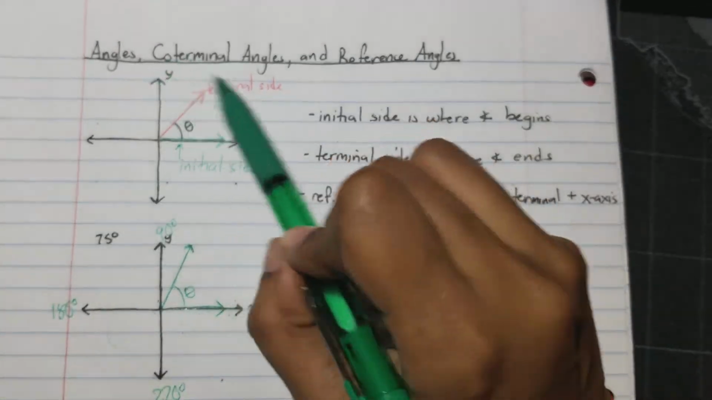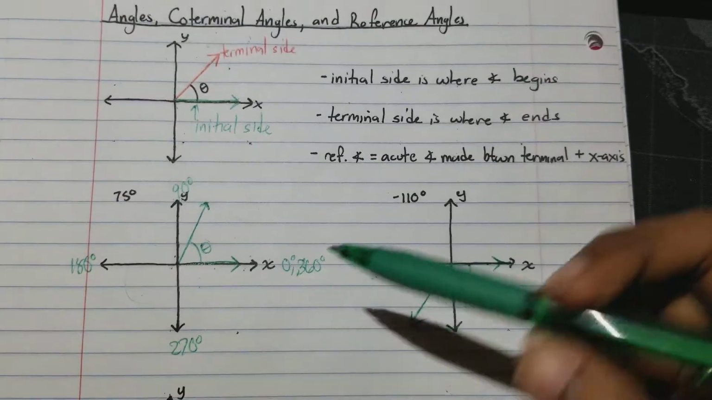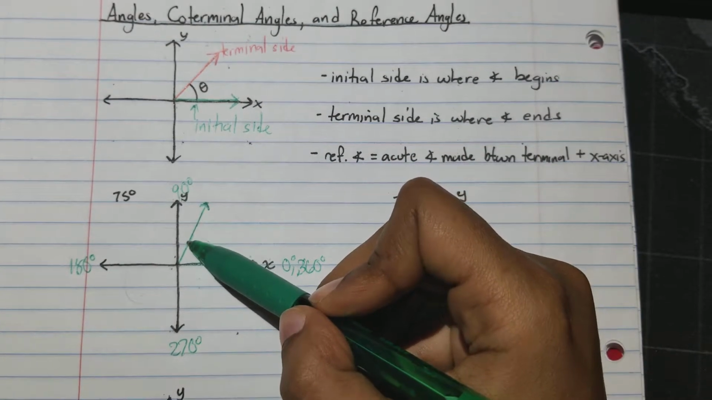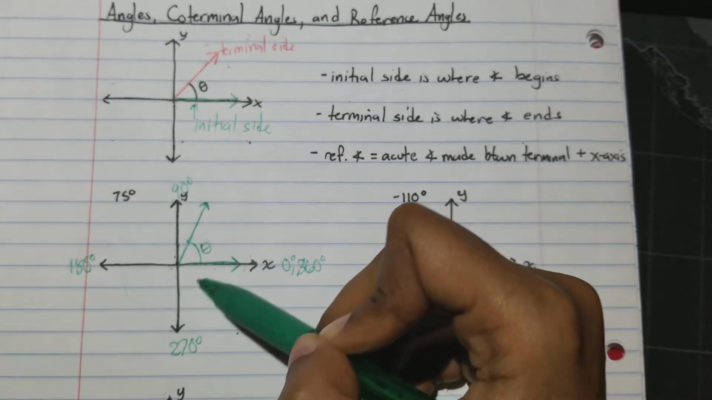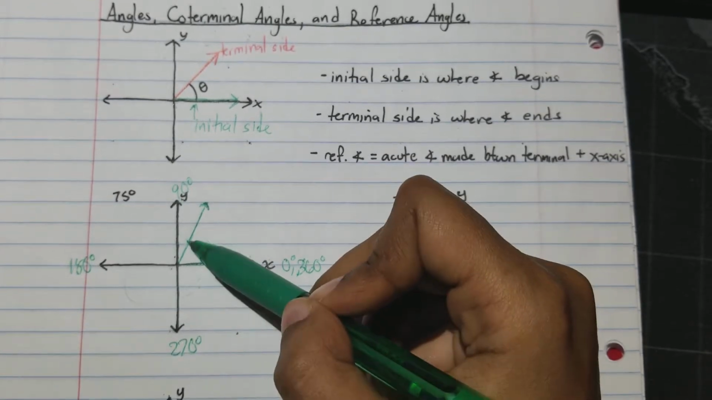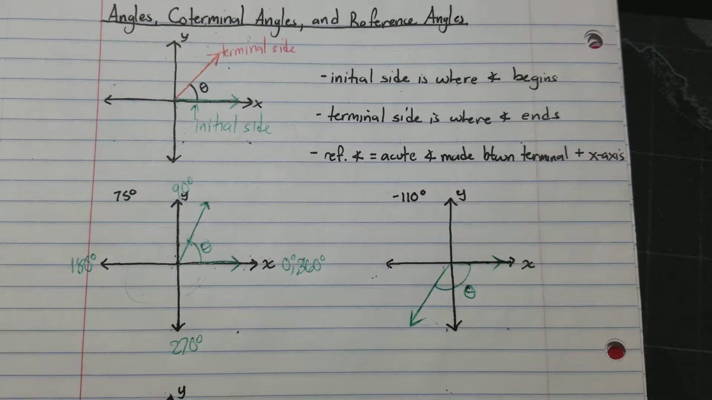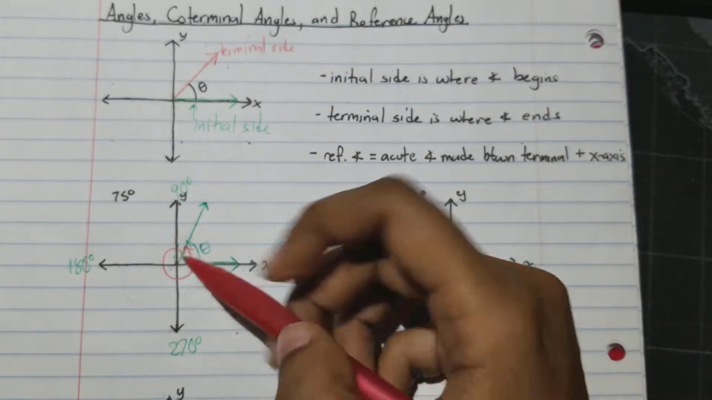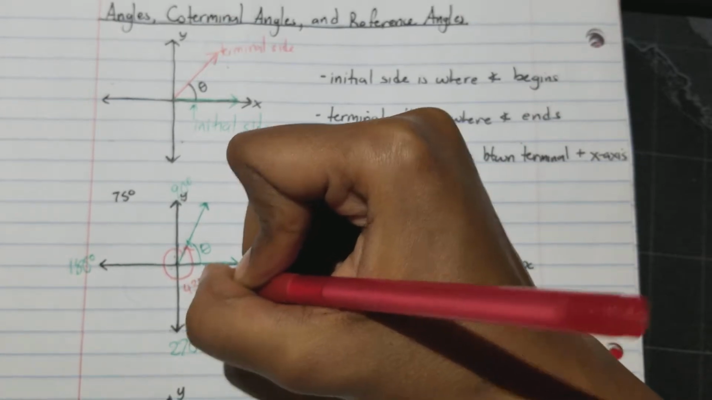Coterminal angles are angles that share the same terminal side, and the question is how to get them. What you want to do is make a full revolution back to where you started. We can either make a full revolution going counterclockwise or going clockwise. If we go counterclockwise, that's plus 360, and if we go clockwise, that's minus 360. So if we make a full revolution in the counterclockwise direction, our coterminal angle is 75 plus 360, which is 435 degrees.